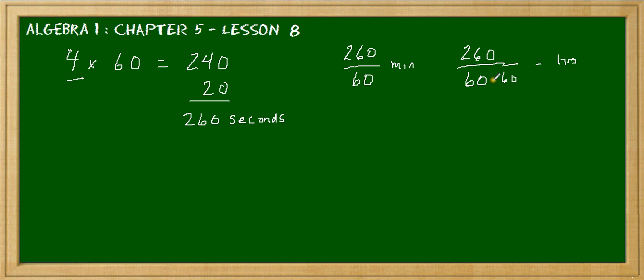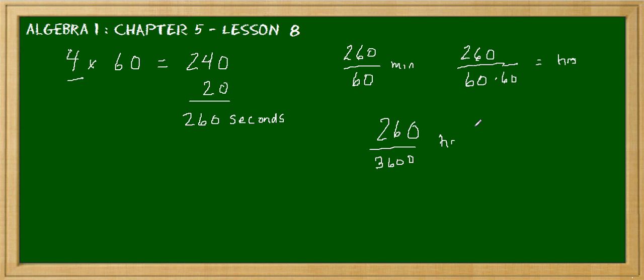If you did the math according to them, that would be 260 seconds over 3600. My pen just flew off there. So 260 divided by 3600, which is basically just 60 times 60. And this would be the measurement in hours.